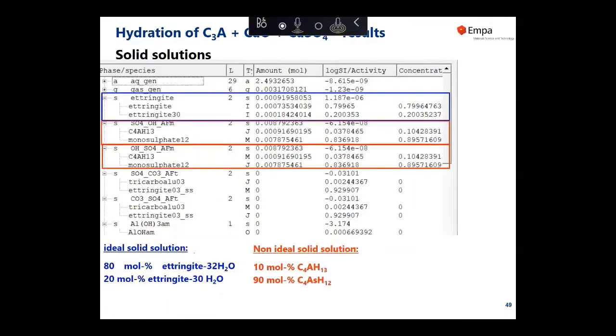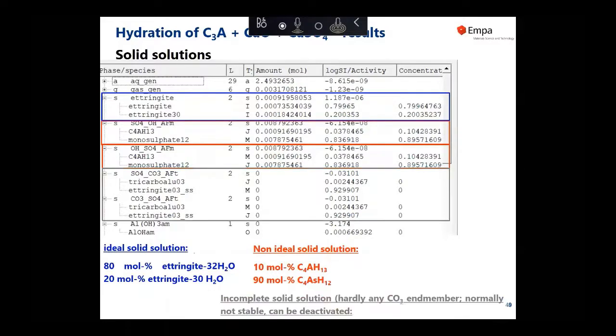And this is about the solid solution, which I already tried to explain. And we also can see the relative composition of the solid solution. A lot of 32 ettringite, less ettringite with a little bit less water. There's also something which we call non-ideal solid solution. And again, this we will come back to and explain later this week in some of the lectures on databases. There's also something which you could easily deactivate because normally we don't form it.